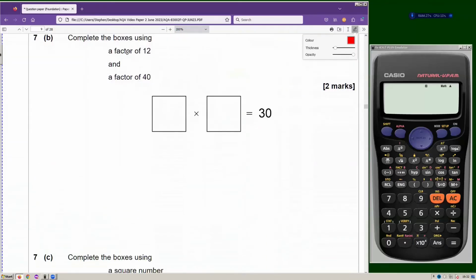Complete the boxes using a factor of 12 and a factor of 40. When they're multiplied together, they're going to make 30. Okay, factors of 12 are 1, 2, 3, 4, 6, and 12. And a factor of 40. Well, we've only got to make 30, so we can pick 3 and we can pick 10, because 10 is a factor of 40.